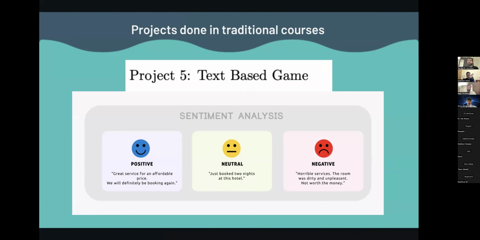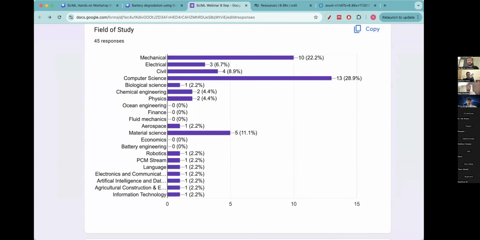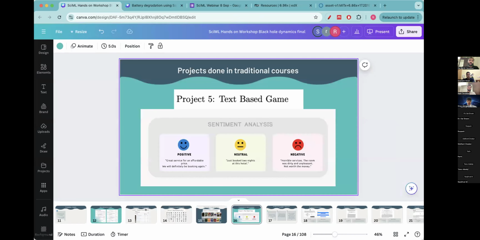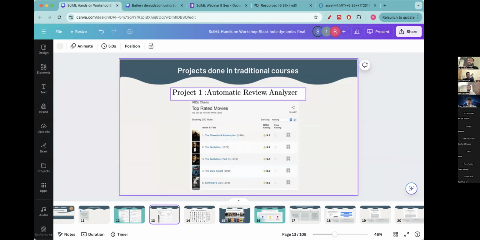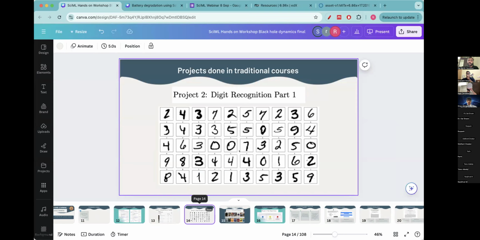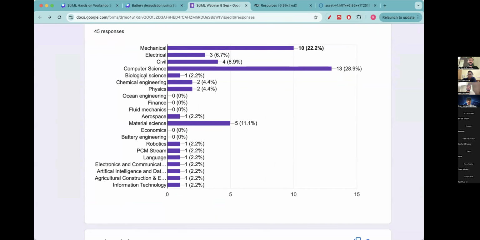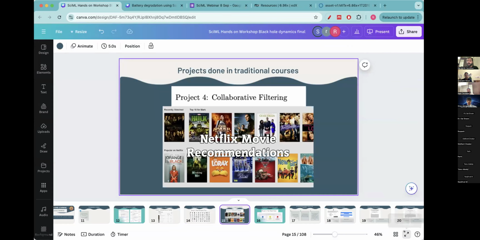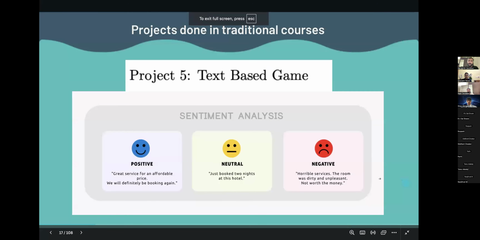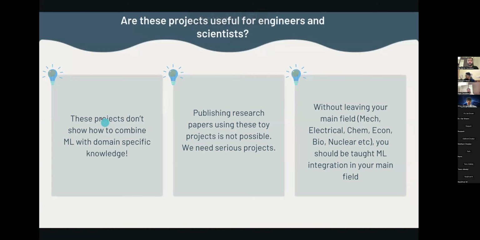Do you see the problem with these projects for engineers? Imagine that you are one of the 10 mechanical engineers in this call. How is doing a project on digit recognition or automatic movie analyzer related to your domain? These projects are completely unrelated to the field of mechanical engineering. Imagine if you are from biological science, chemical engineering, physics, ocean engineering, finance, aerospace, all of these fields. How does a project on review analyzer, digit recognition, Netflix movie relate to your main field? It does not relate to your main field at all. That's one of the major issues with these projects.